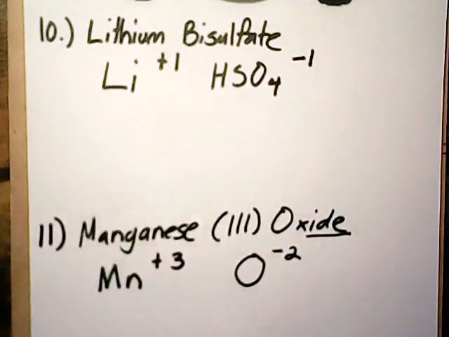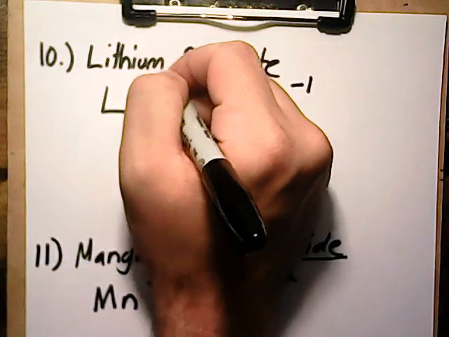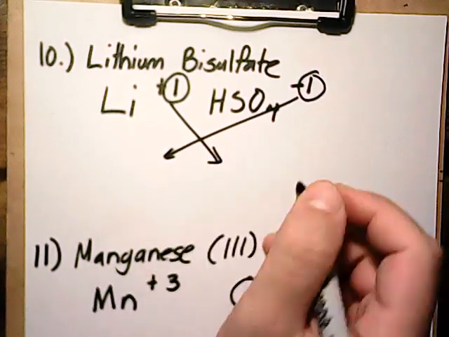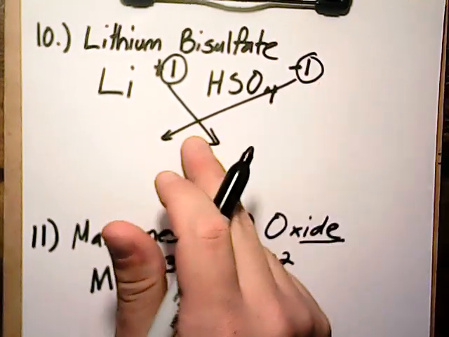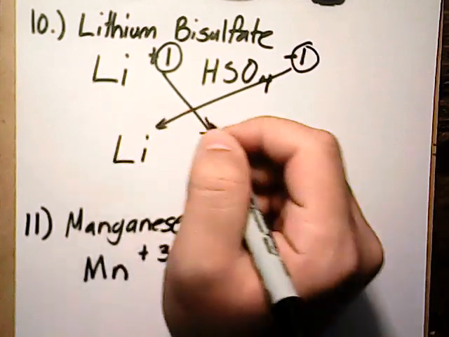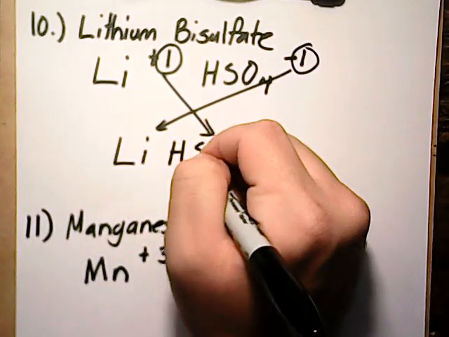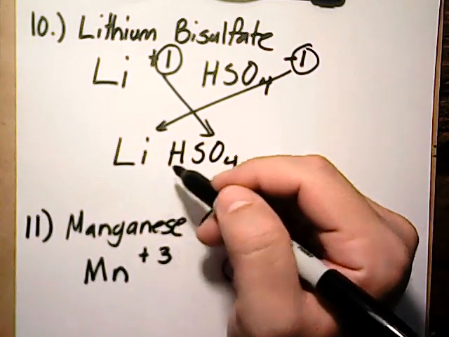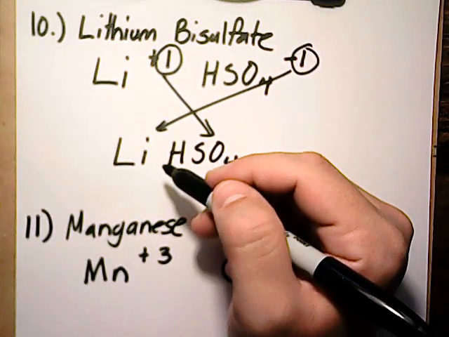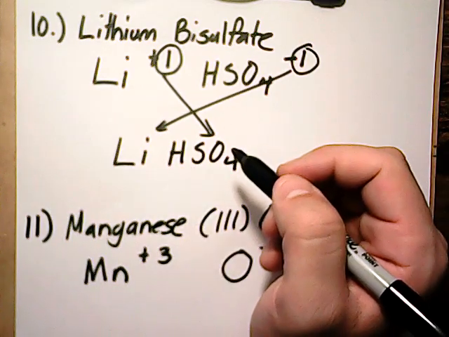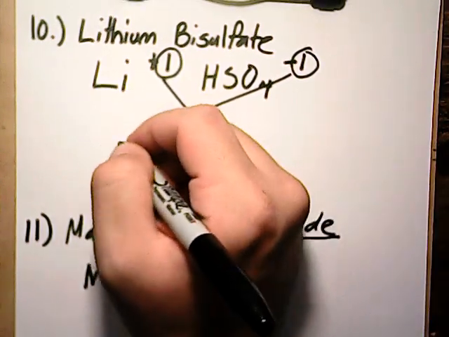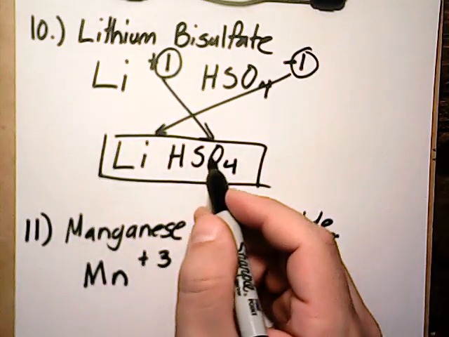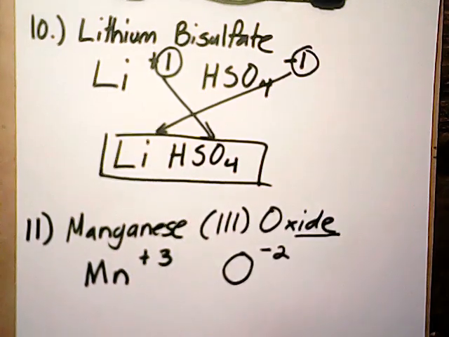Okay, hardest part's finding the ions. Now we just do crisscross. So here we bring the 1 down, and here we bring the 1 down. So we know that we're going to remove the 1 eventually, so we can just leave it as it is. We don't have to write the 1. So this is our formula. LiHSO4 is lithium bisulfate.